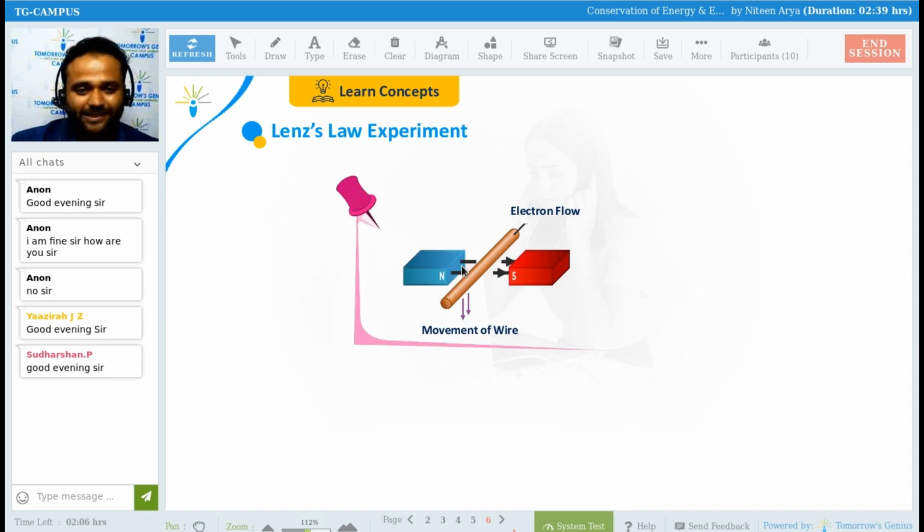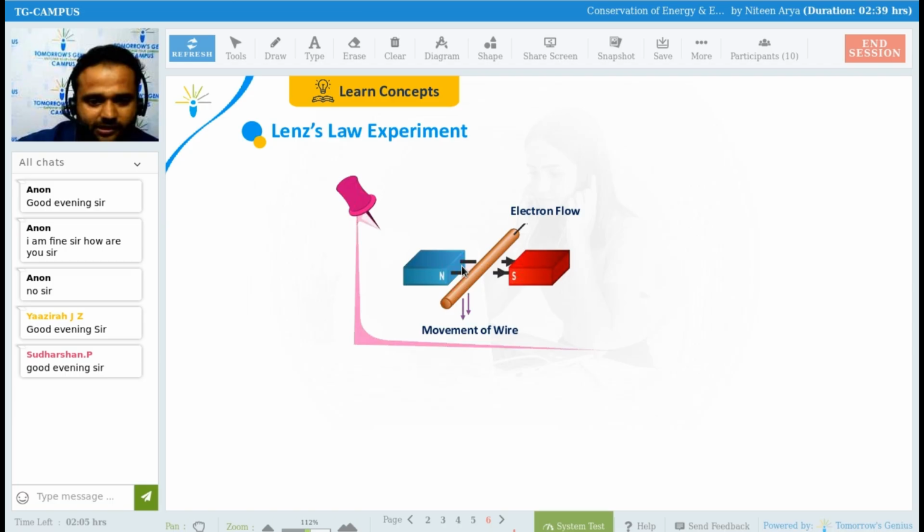So there are two or three experiments. Either we can change the magnetic field by moving the magnet, or we can change it by moving the coil, or we can change the magnetic field by moving a temporary magnet, another coil. In the same way we can move the wire.